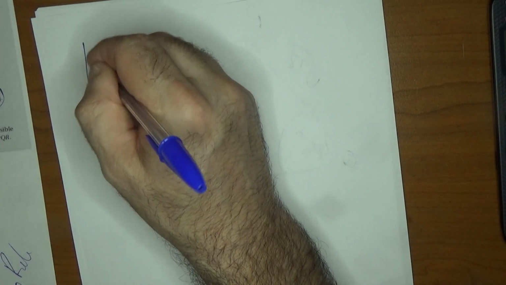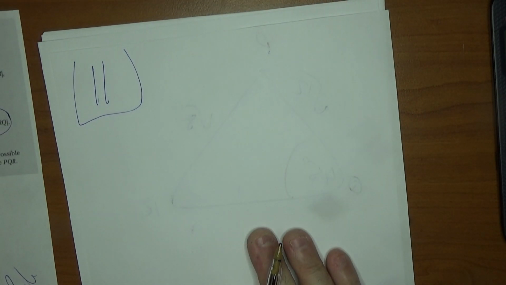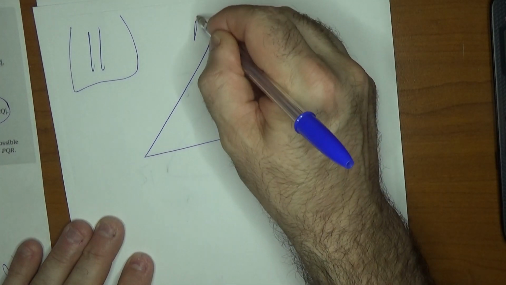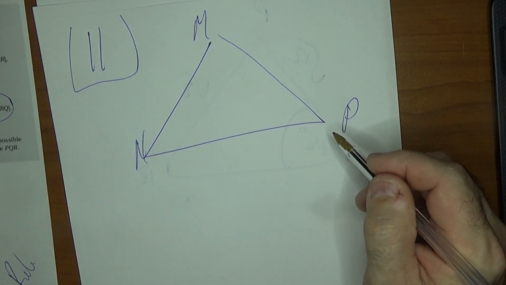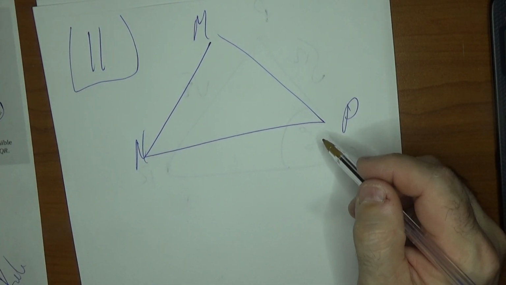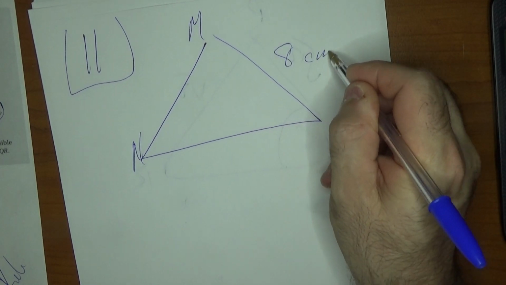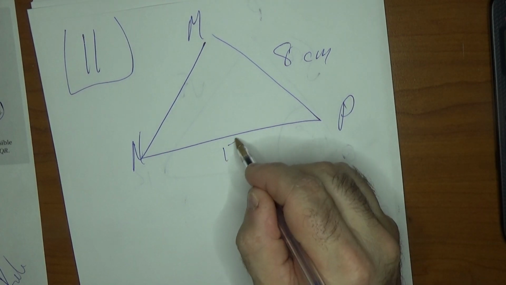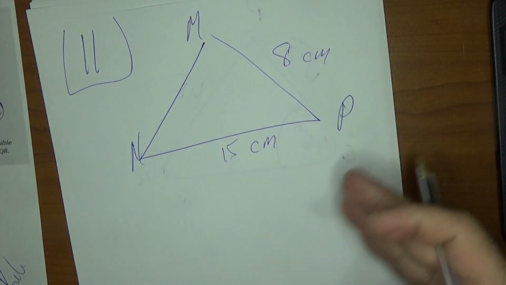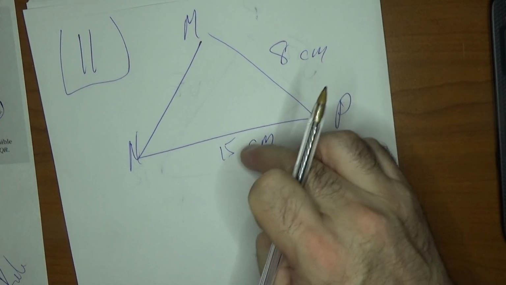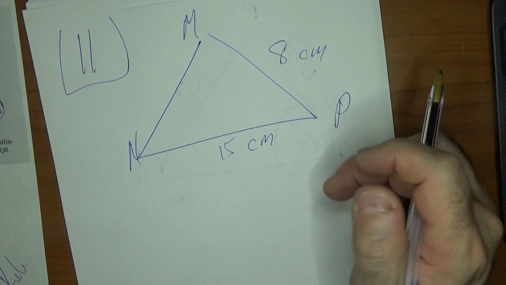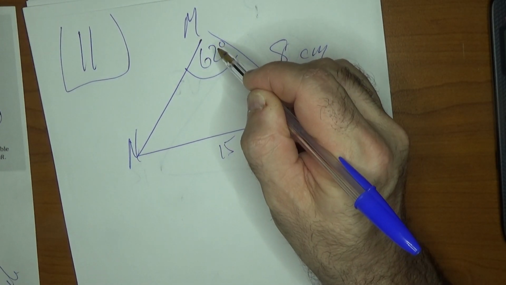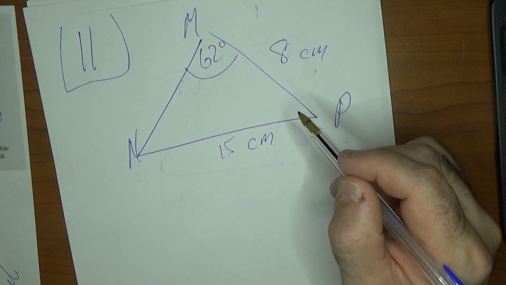Okay, 2 to go. 11. In the triangle MNP, MP is 8 centimeters. NP is 15 centimeters. By the way, when they're both in centimeters like that, the units are not going to matter. You're not going to have to focus on this. And the angle at M is 62 degrees. Show that there is only one possible value for the angle at N.